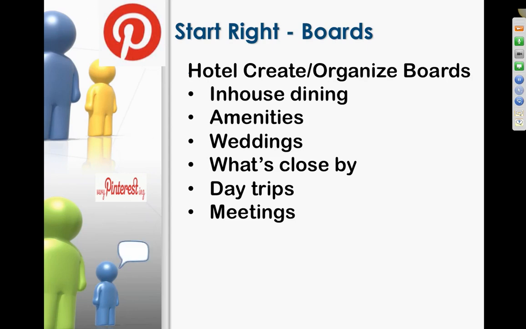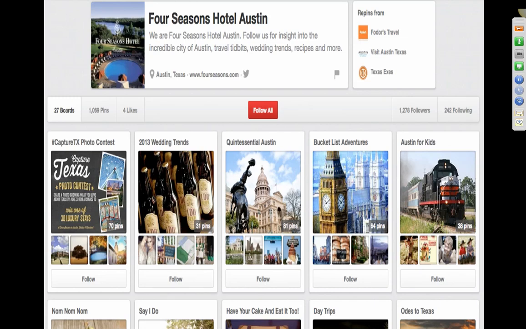You might also think about providing more information on a board for other things for people to see and do in your geographic area, because that's good, valuable information and will keep them on your board. So you could provide that, you're a hotel in the town, but you could have the day trips or suggested itineraries or those types of things. So, you just want to think about and be very strategic about the boards that you are going to create and set up. Here's an example of a hotel, the Four Seasons in Austin, Texas.